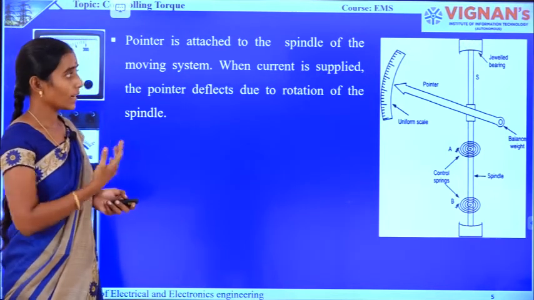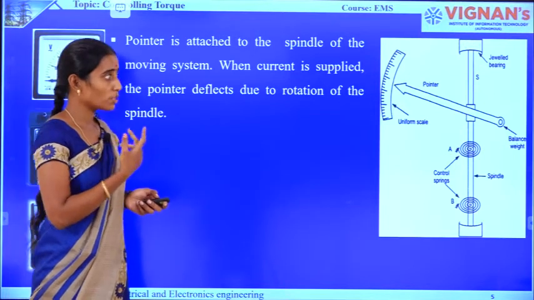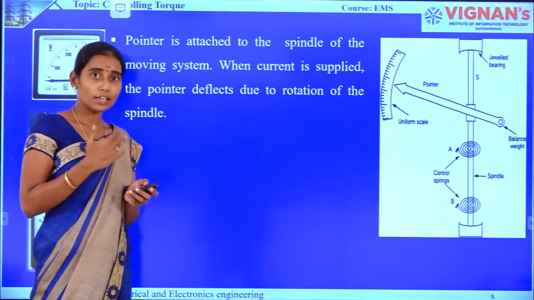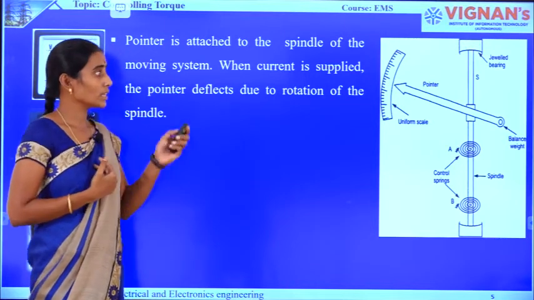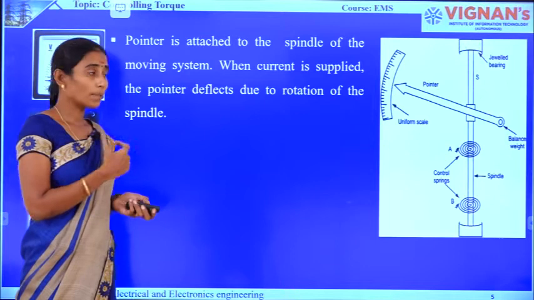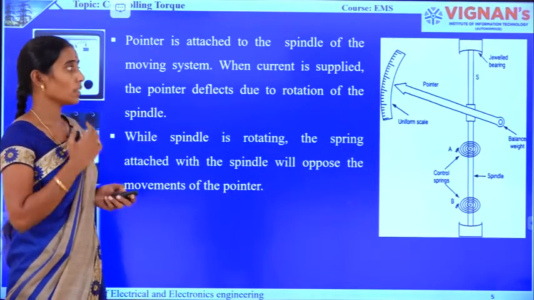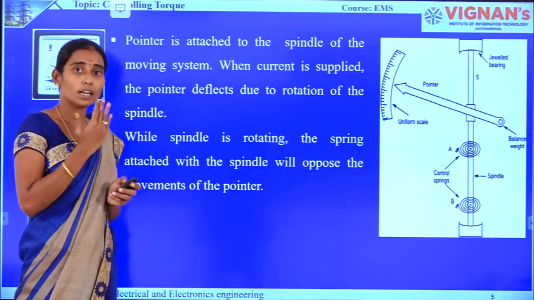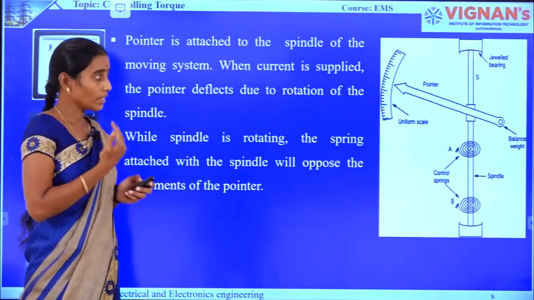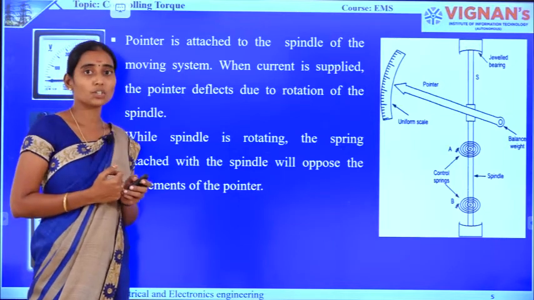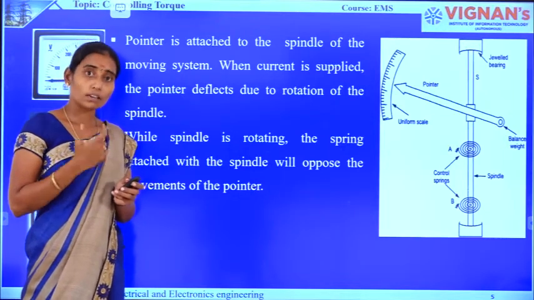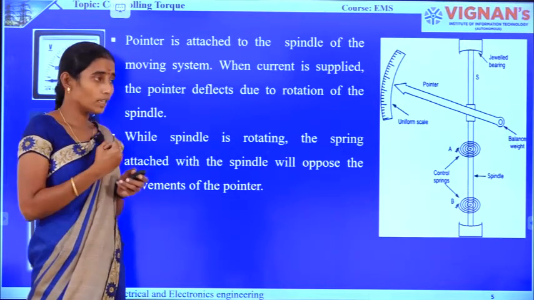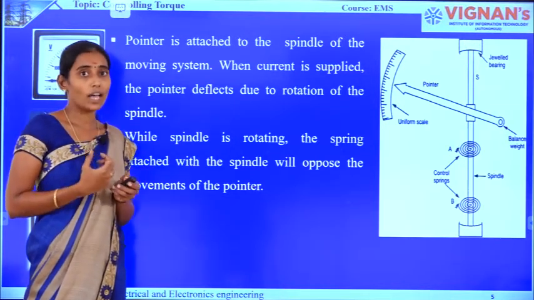The pointer is attached to the spindle and the control springs are also attached to the spindle. Because of your deflecting torque, the pointer deflects from its initial 0 position. Since the pointer is attached to the spindle, when the pointer deflects from its initial 0 position, the spindle tends to rotate, and hence the control springs which are attached to the spindle also rotate. That means they also get twisted. One of the springs gets twisted or tightened and the other gets unwound.